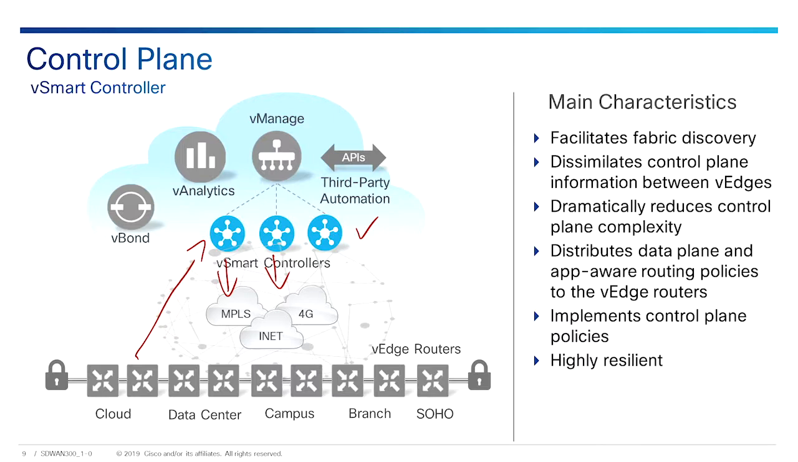vSmart controllers are often deployed in geographically dispersed data centers to even further reduce the likelihood of control plane failure. When delivered as a cloud service, vSmart controllers are redundantly hosted in the Cisco cloud. When deployed as an on-premises solution, the customer can provide infrastructure resiliency.